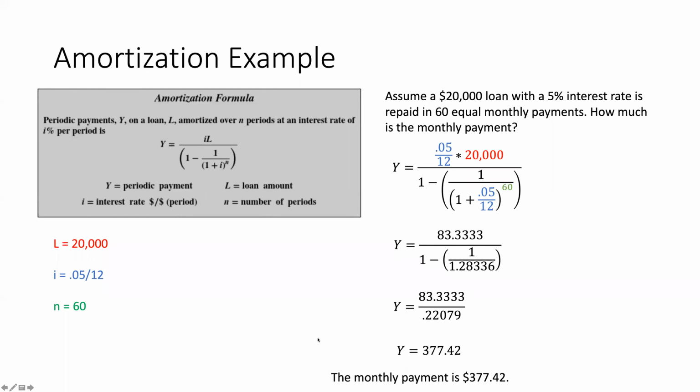And finally, we want to answer the question that was asked. The question that was asked was, how much is the monthly payment up here? And so we answer that question. The monthly payment is $377.42.